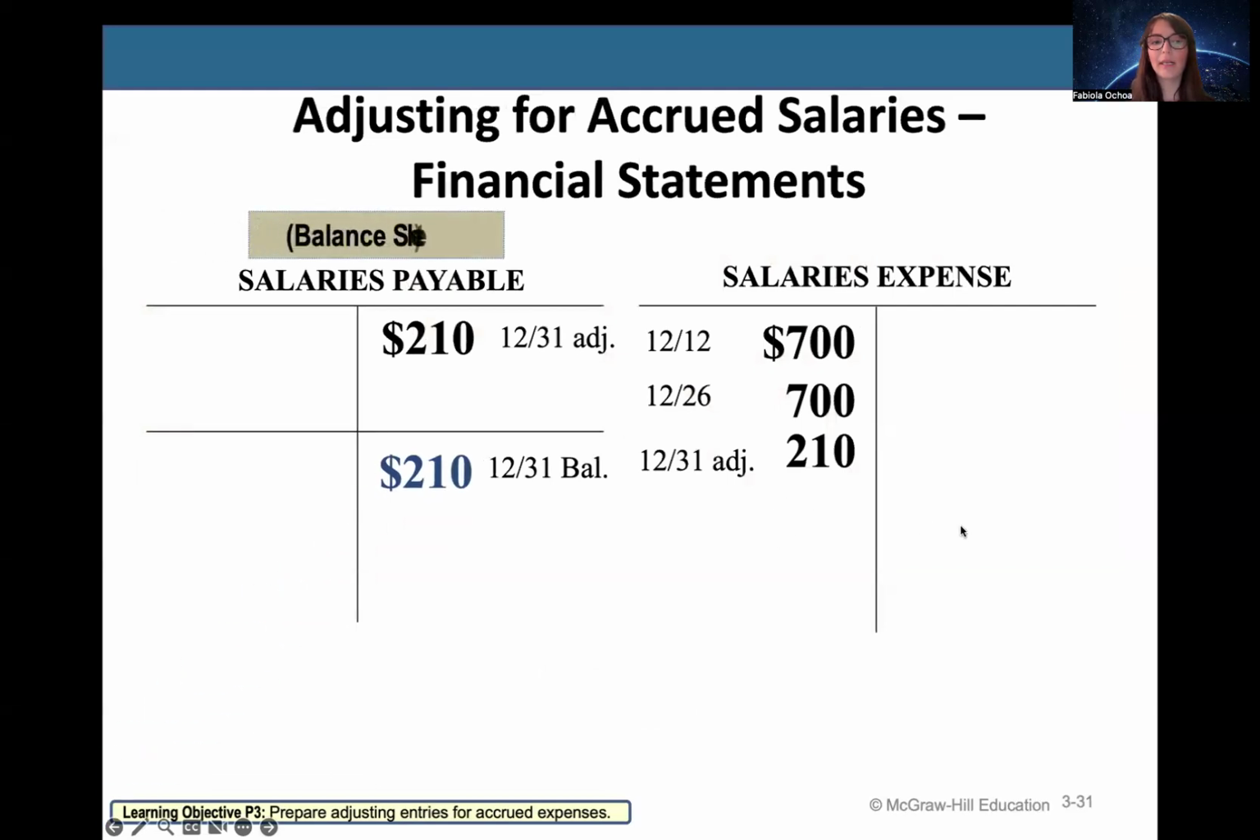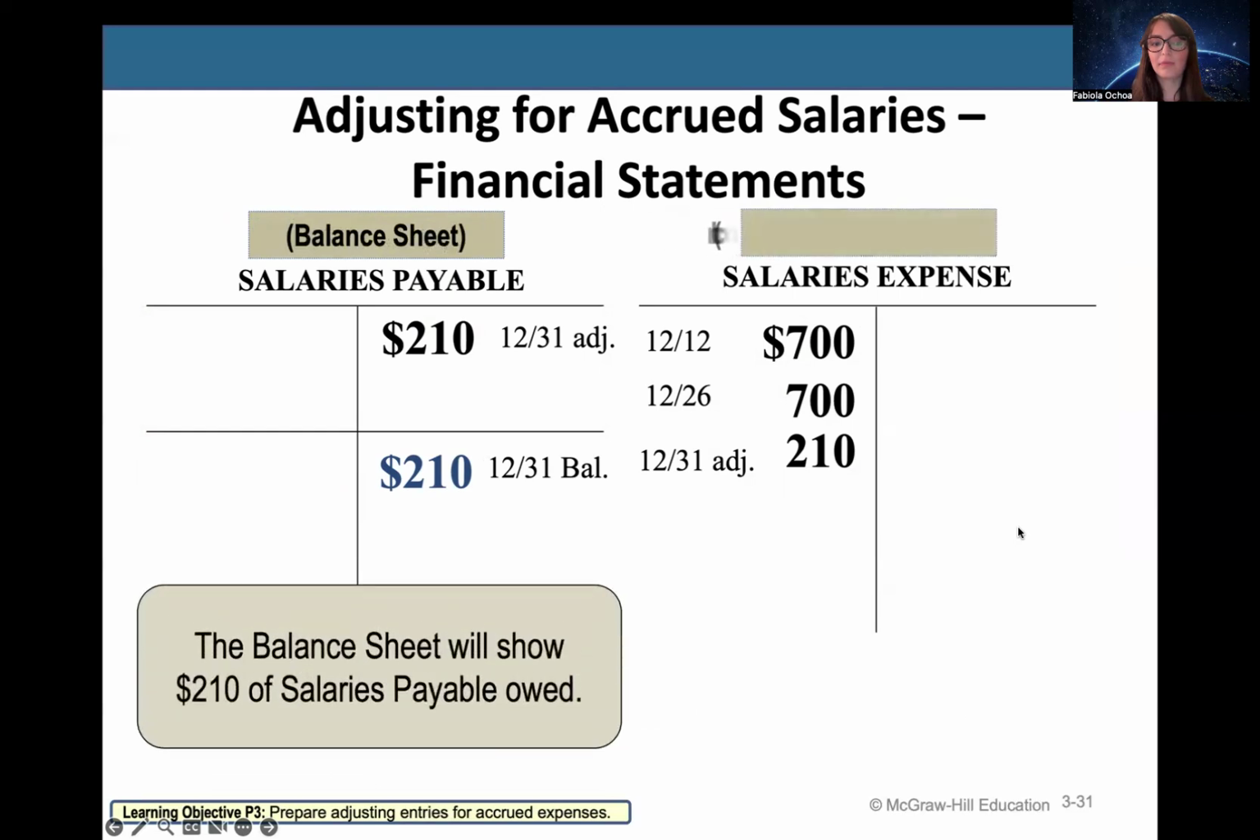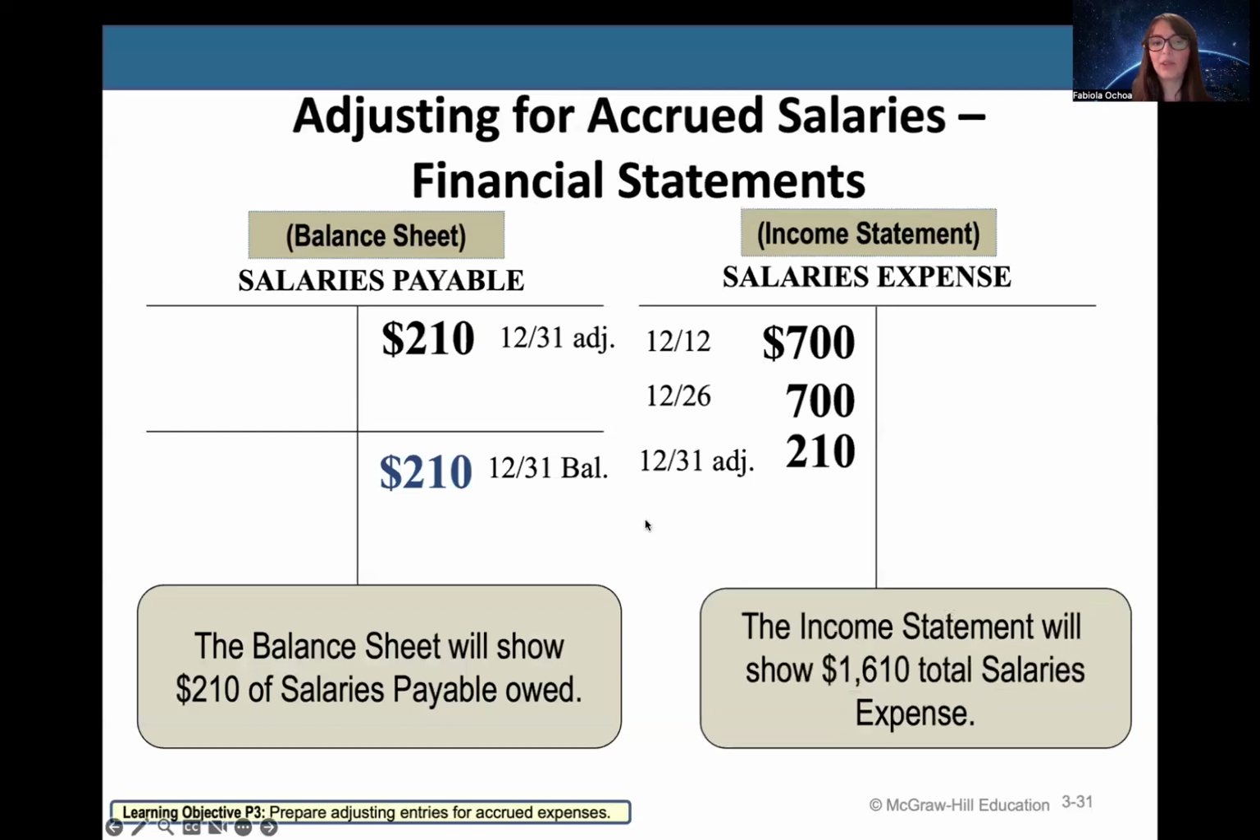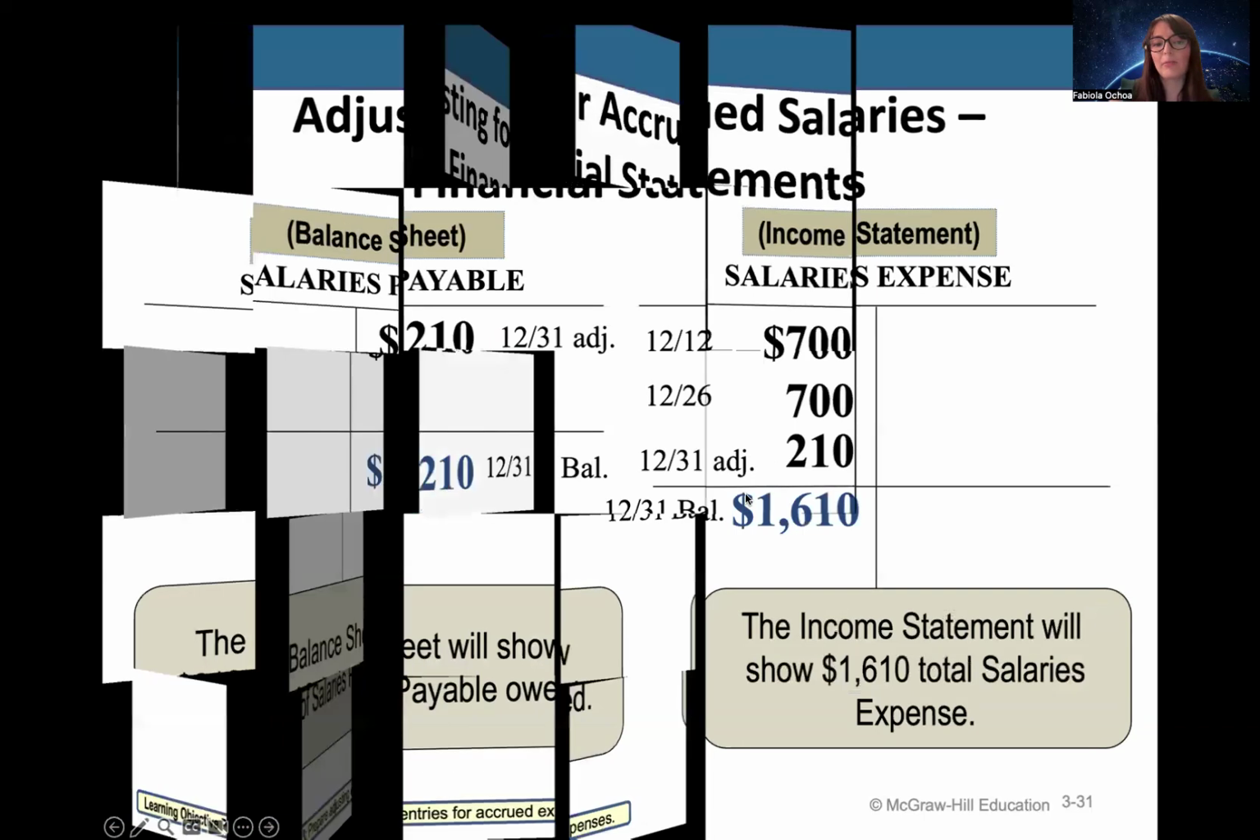Okay, now just breaking it down into T accounts. The balance sheet will show $210 of salaries payable owed. And the income statement will show $1,610 of total salaries expense. We include the $210 here as a debit.